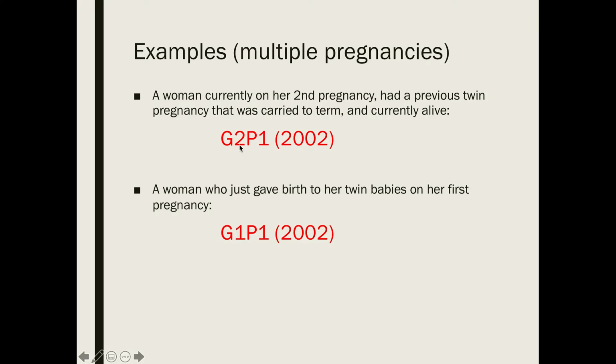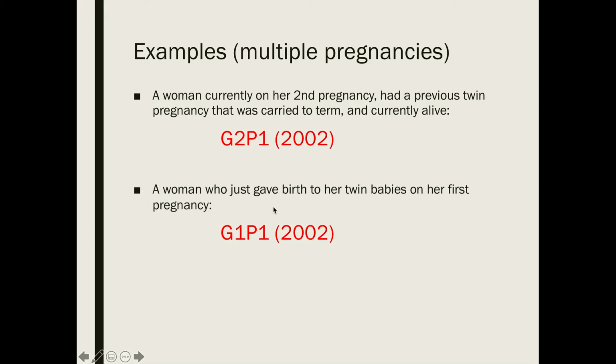So for this example, we have G2P1 because this is her second pregnancy and she had a previous pregnancy that was carried to term. That's P1. So how do we denote a twin pregnancy in her history? So here, instead of a 1001, we'll denote that as 2002, meaning she has two babies that were full term, 0 meaning she has no preterm babies, no abortion, and she has two babies that are currently alive. Okay?